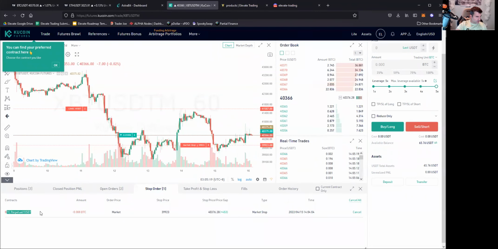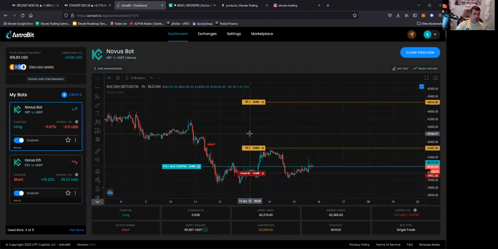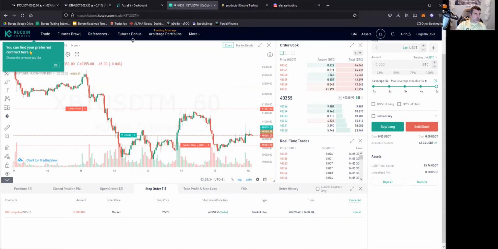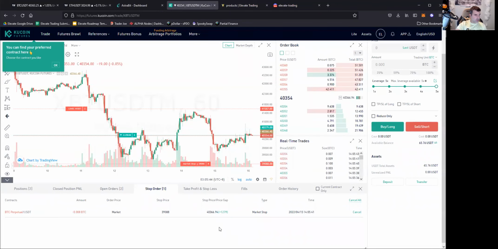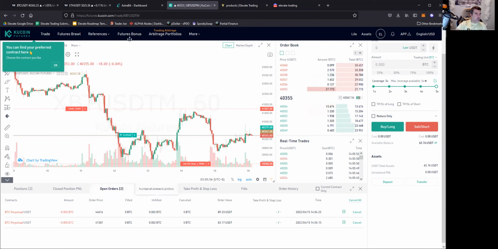Okay, so this is my Bitcoin position, and look where my stop loss is, 39,923. Because I moved my stop loss up and down here on the AstroBit site, it automatically reflects on KuCoin. So let's watch. Let's see if I move this down. This is going to be moving to 39,008. And then voila, it's automatically already changed in KuCoin, since that is the exchange that my bot's API is linked to. Same with the open orders.